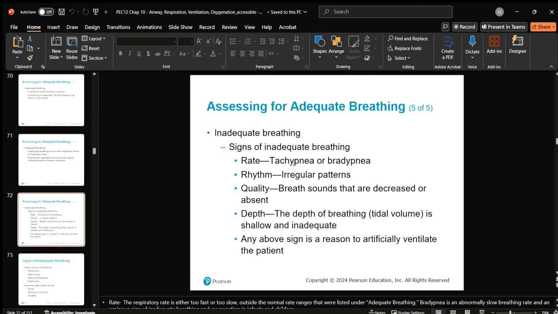We just talked about this: rate, rhythm, quality. Tachypnea means what? Fast breathing. And bradypnea? Slow breathing. Rhythm, irregular patterns. We're going to talk a lot about different irregular patterns when we get into our more medical portion. That's going to be after trauma.